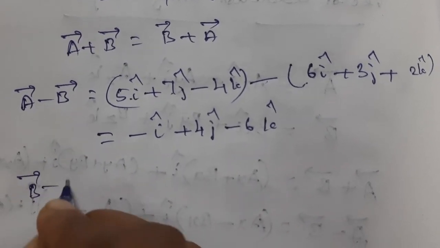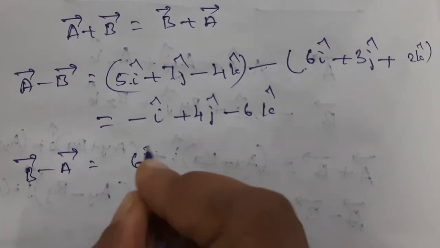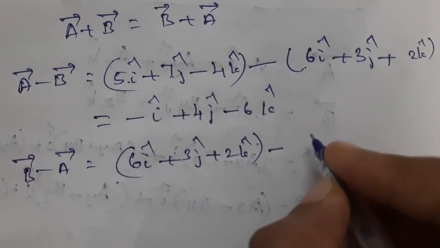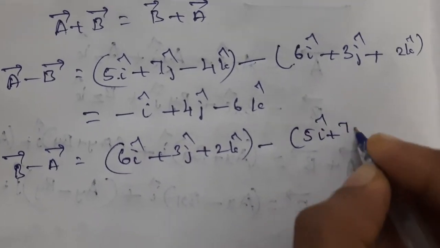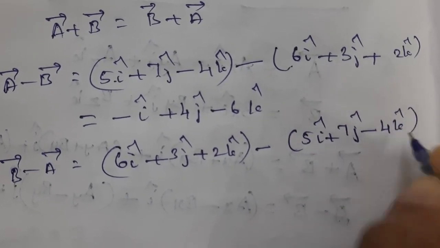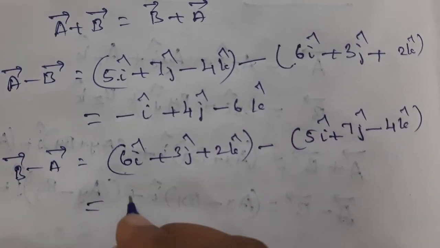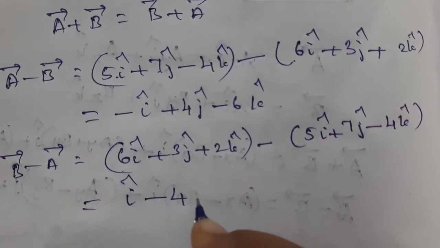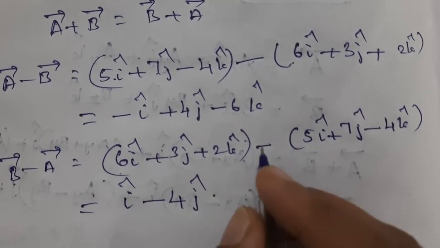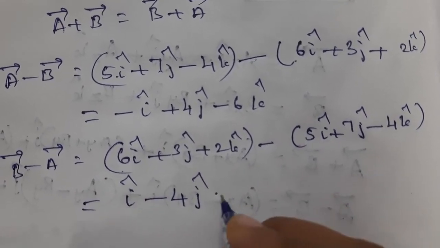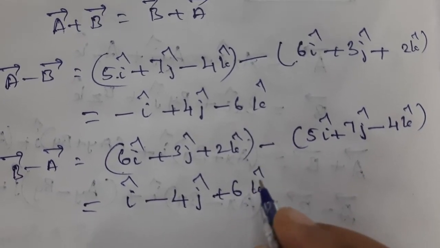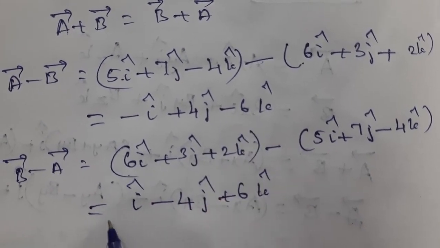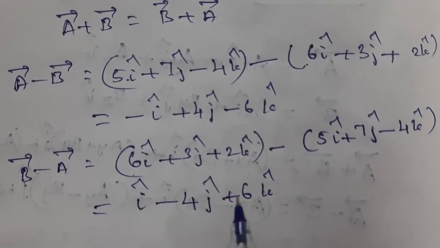Let's find B minus A. 6i cap plus 3j cap plus 2k cap minus, 5i cap plus 7j cap minus 4k cap. So 6 minus 5 is i cap, 1. 3 minus 7 is minus 4j cap. 2 minus into minus plus, so 2 plus 4 is 6, 6k cap. So look at this, A minus B is minus i cap plus 4j minus 6k, B minus A is i cap minus 4j plus 6k.